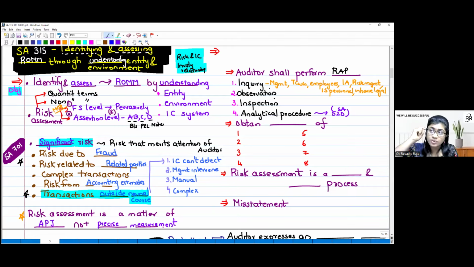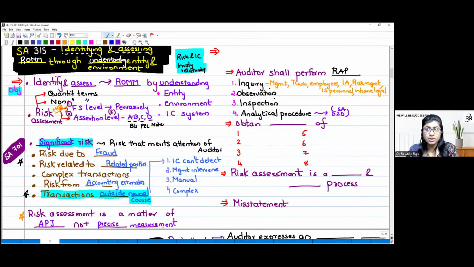Risk assessment is which phase of audit? Planning or performing or completion? Very good. It is planning phase. So risk is actually assessed in planning phase and revised in performing phase. Did you understand that? Risk is basically assessed in planning and then it is revised. Initially we may think it's a very good company, but based on your evidence, you may need to revise.